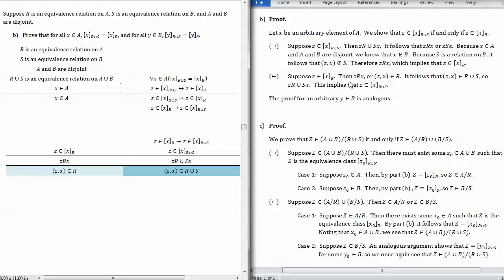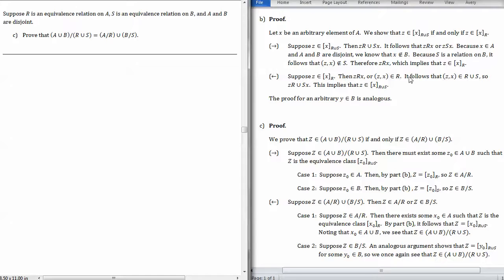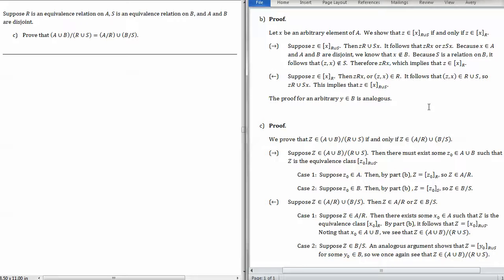See it right there. And then, like I said, we're supposed to do this for y and b too, but that proof's analogous, so I'm not going to write that one down. And you wouldn't have to either if this were a homework problem. You can just say it's the same thing. All right, well, there is also a part C to this problem.